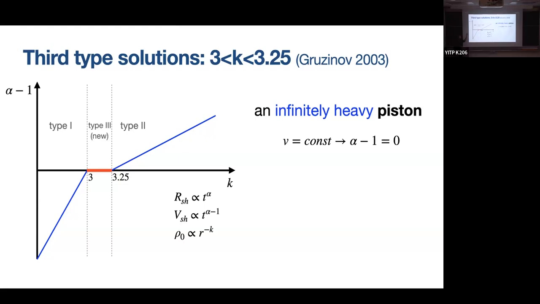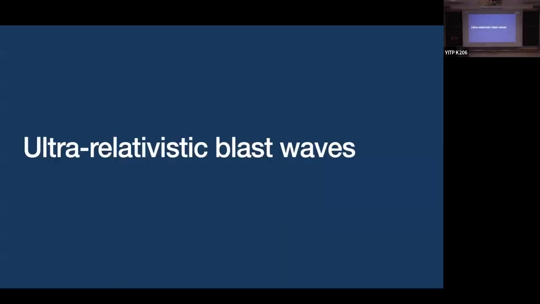And Andre classified this new regime as a self-similarity of third type, and its distinction will become clearer when I talk about the ultra-relativistic case. So these are solutions that are driven by pistons. These are quite trivial pistons, as you can see, because these pistons move at a constant velocity. But a more interesting and much more complicated case arises when we're looking at ultra-relativistic blast waves.